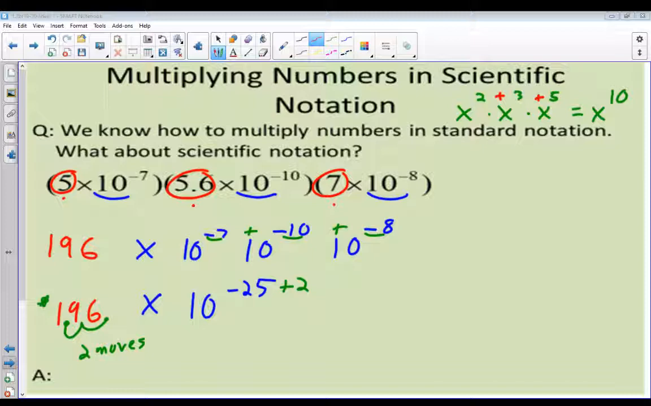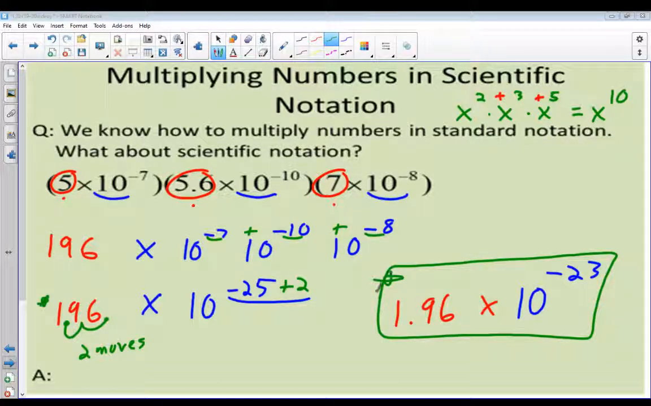So in other words, 196 now becomes 1.96. And then 10 to the power of negative 25 plus 2, which will make this negative 23. And then this would be your final answer. So that is something you will need to watch out for. Make sure that this number is between 1 and 10 before you enter your final answer. Let's try another example like that so you can get the hang of it.